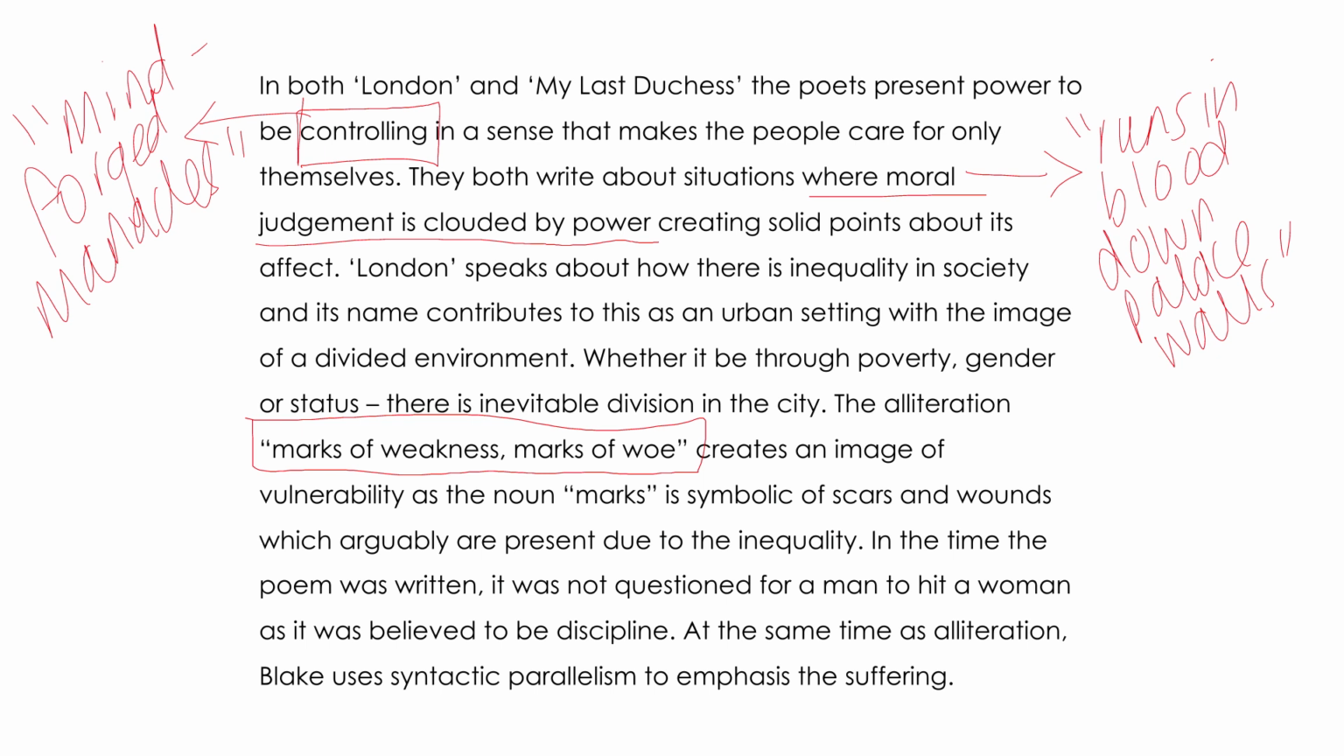But what I do need to make sure of is that when I state, I then prove, I then explain, and I then critique. So if I'm going to talk about, let's just talk about controlling, for example. The poet presents power to be controlling. This can be seen through the powerful metaphor, mind-forged manacles. I can then talk about how essentially one's mind should be free.